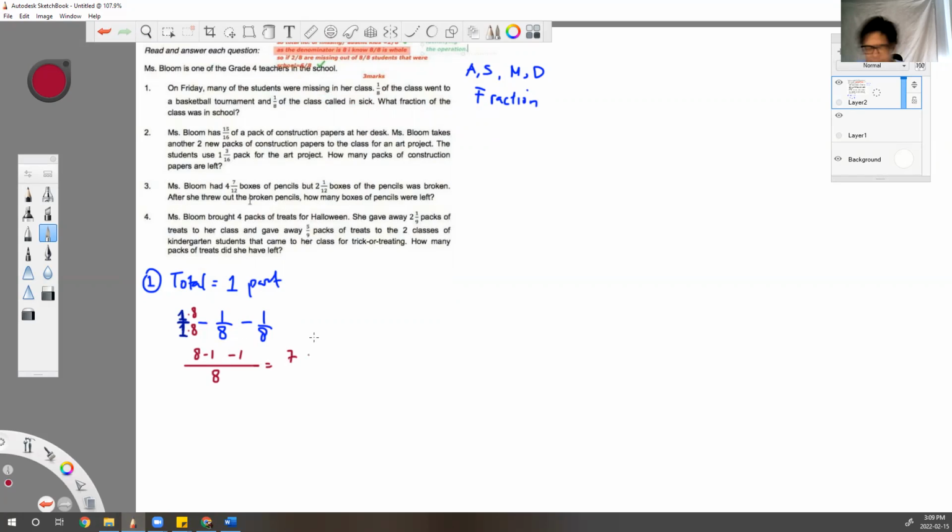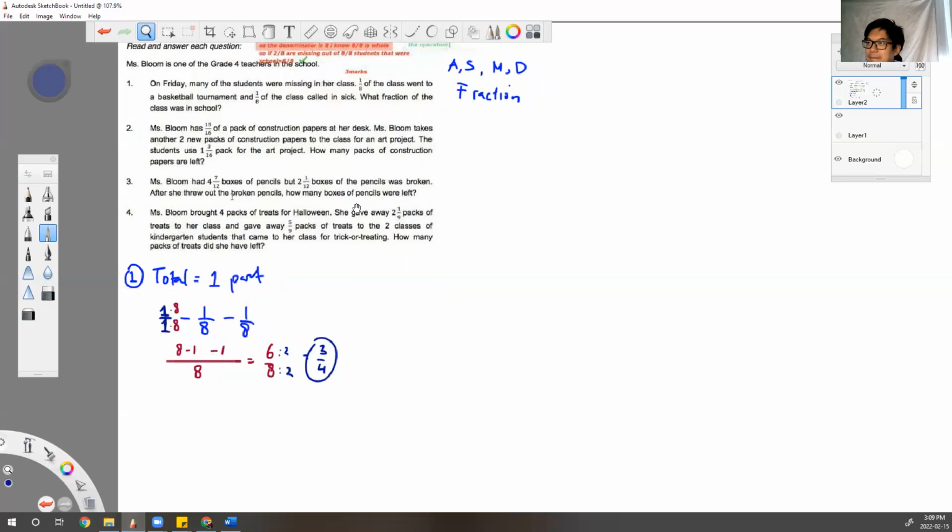So 6/8 is the remaining fraction of the class, the fraction of the remaining students in class. This is not simplified yet. You need to simplify further. When you want to simplify, you just divide by 2, divide by 2, finding the greatest common divisor. So it is 3/4. That's the answer.